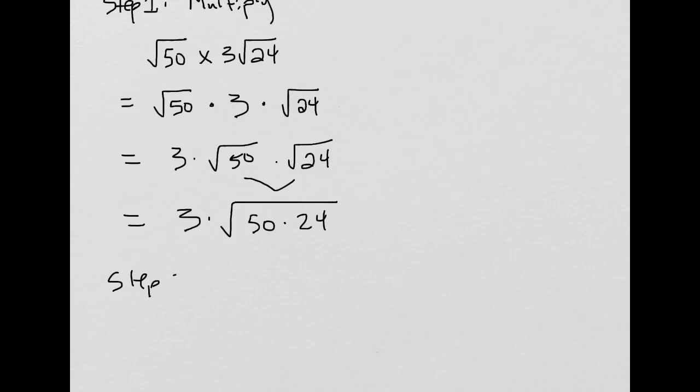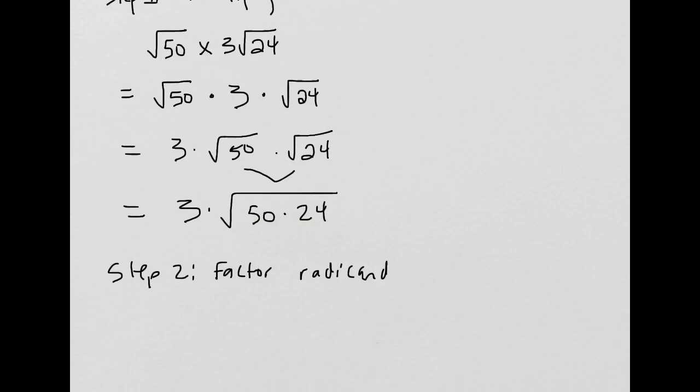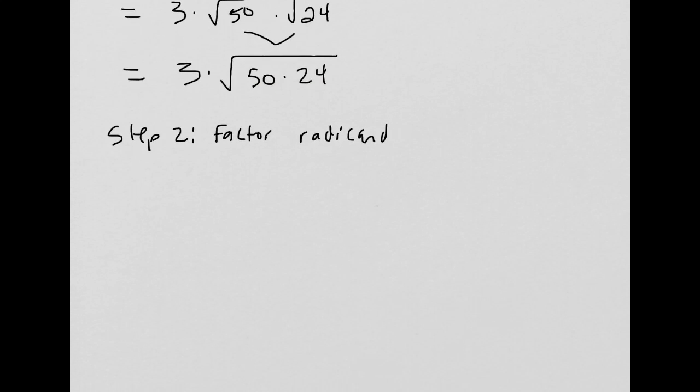So my second step in the process is to factor my radicand. So what I'm trying to factor is what's under the square root. So notice I already have a pretty good start because I've got 50 times 24. So I'm just going to take 50 times 24, and we're going to try to factor each thing as much as we can.